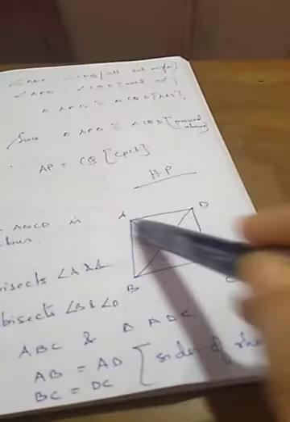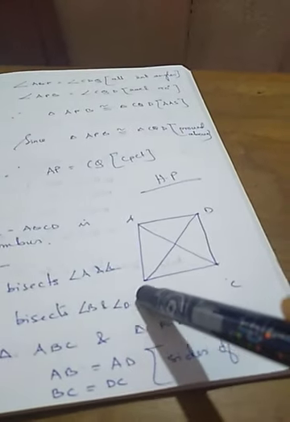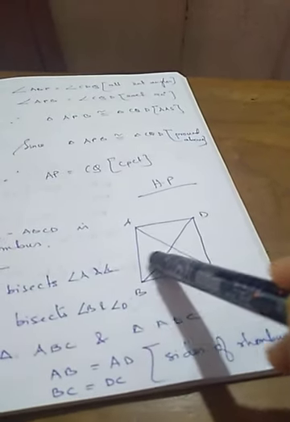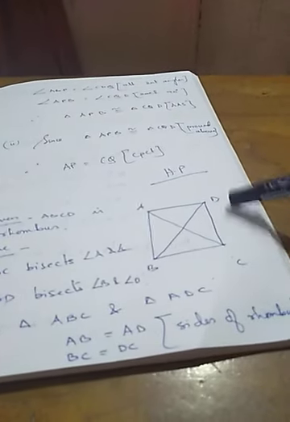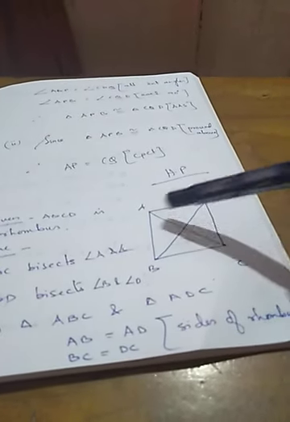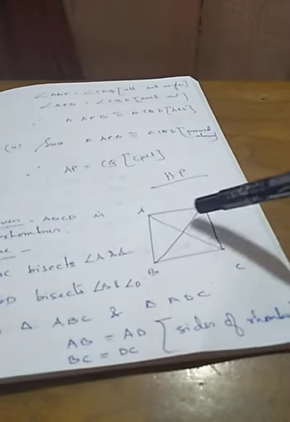Now, you have to prove that this diagonal AC bisects angle A as well as angle C, and the diagonal BD bisects angle B as well as angle D. That one is good. We are going to prove. So for that we are taking two triangles. One is ABC and the other is ADC.